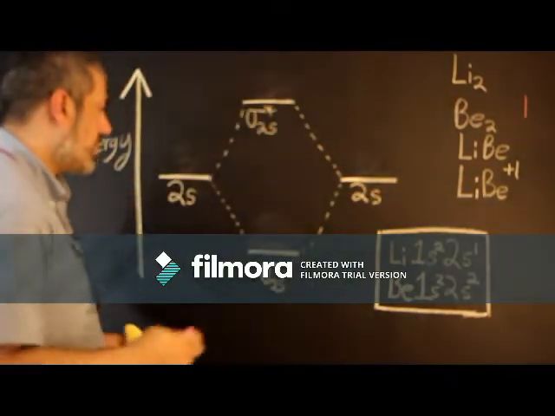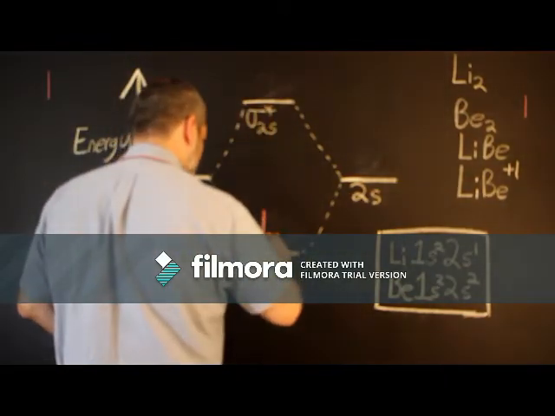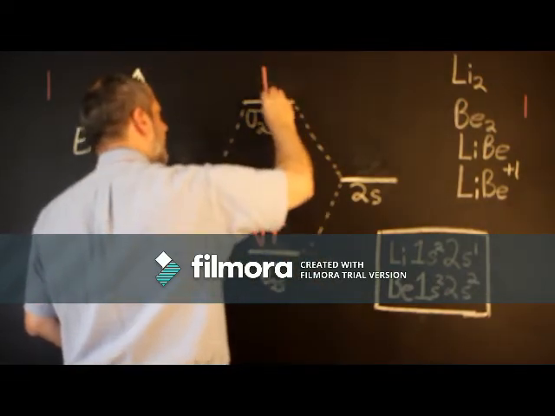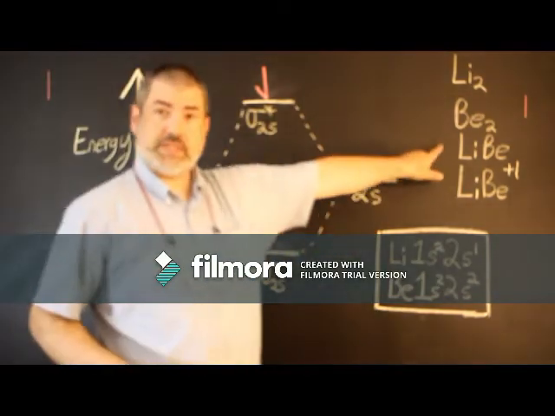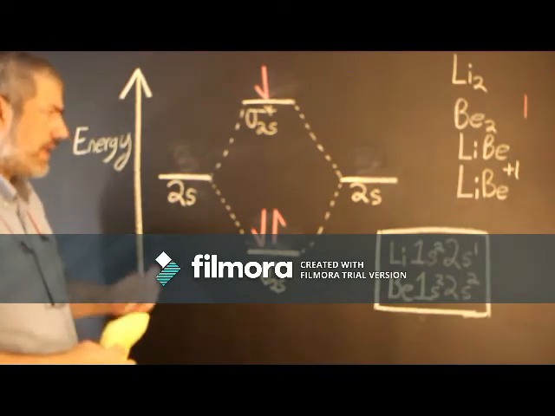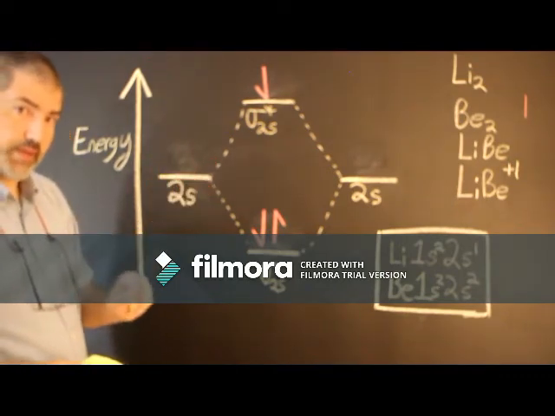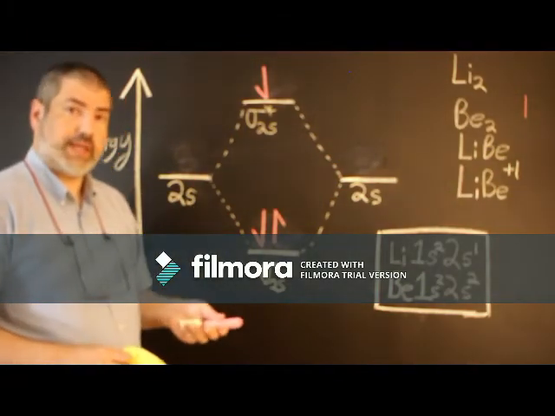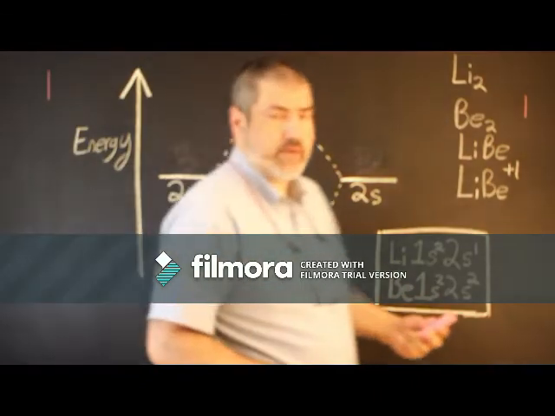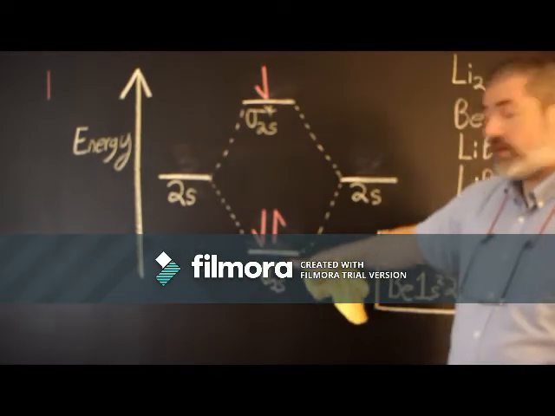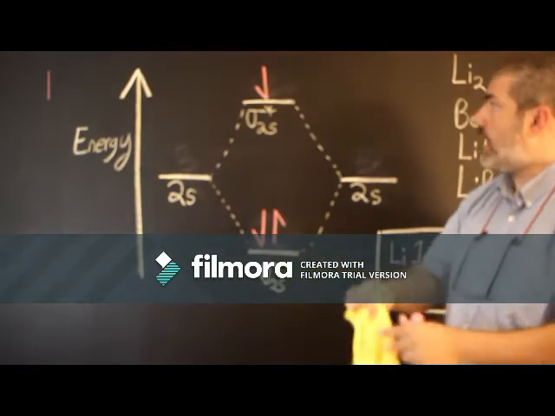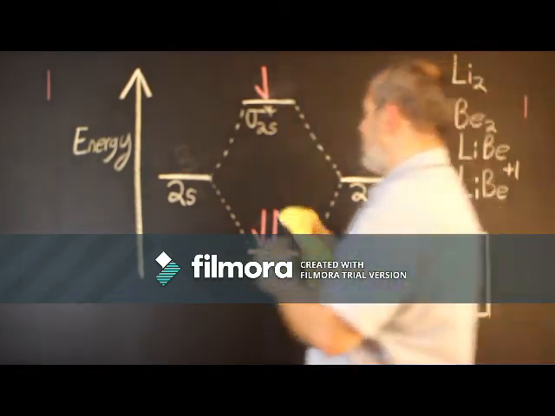LiBe plus 1. So, actually, I shouldn't have erased that, but okay, so this was the MO diagram for LiBe, lithium with beryllium as a molecule. If it's LiBe plus 1, now I am removing 1 electron. All MO diagrams are with respect to energy. So we fill the bonding, which is at low energy first, then the anti-bonding. When we remove, we go in the opposite order. We take away from the highest energy.